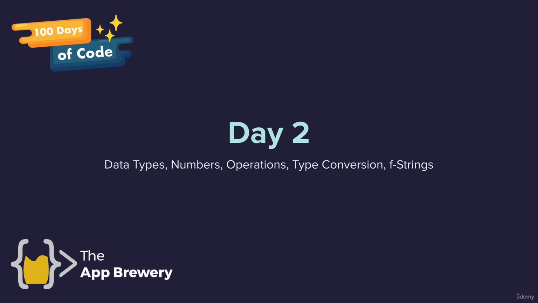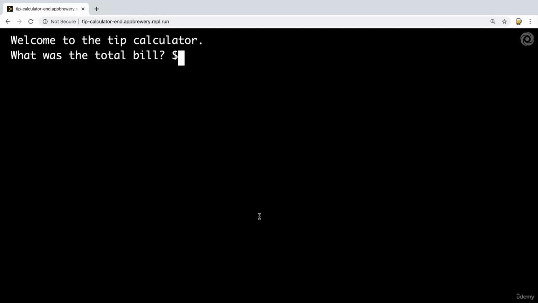In today's lessons, you're going to be learning about data types, numbers, operations, type conversion, F strings, and a whole lot more. And by the end of today, you will have learned enough to build a tip calculator. So it looks a bit like this. It says, welcome to the tip calculator. It asks you for the total bill that you need to pay. So let's say it came to $124.54.